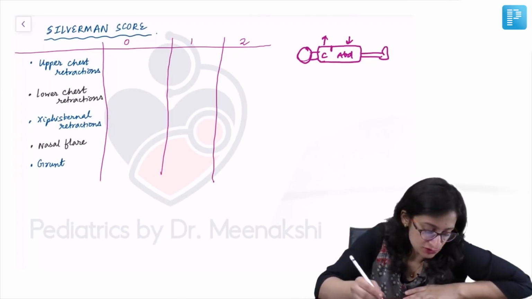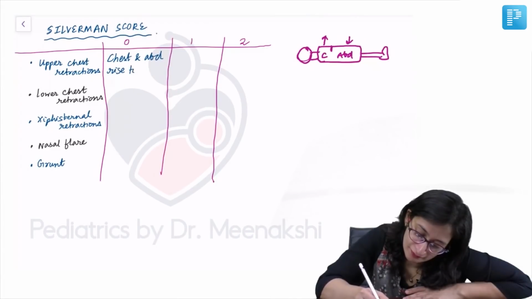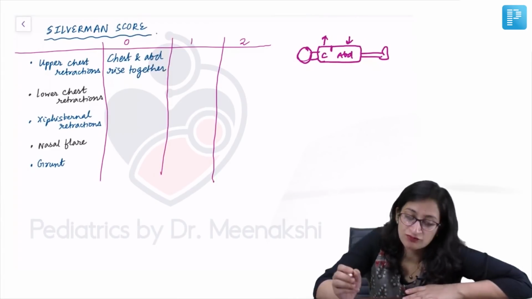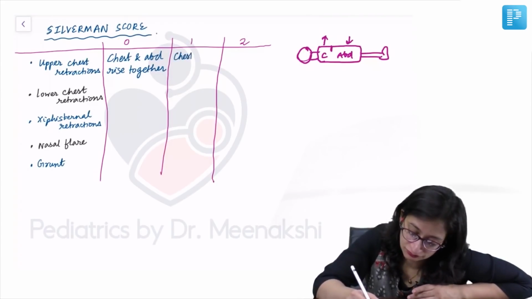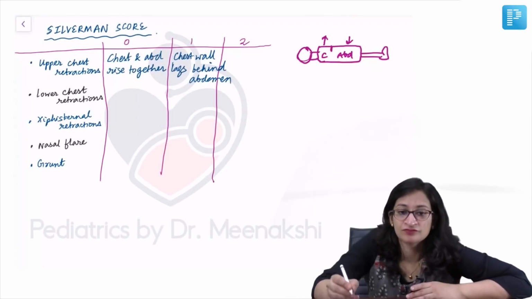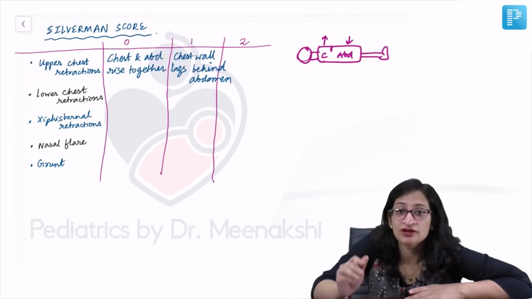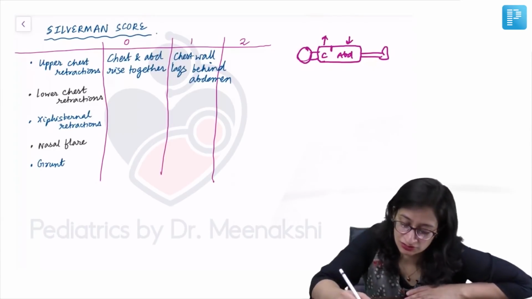So score 0 is when the chest and abdomen rise together and almost equally. You give a score of 1 where the chest wall lags behind. Okay. While you give a score of 2 where there is paradoxical or seesaw movement, the chest wall and abdomen moving in opposite directions.